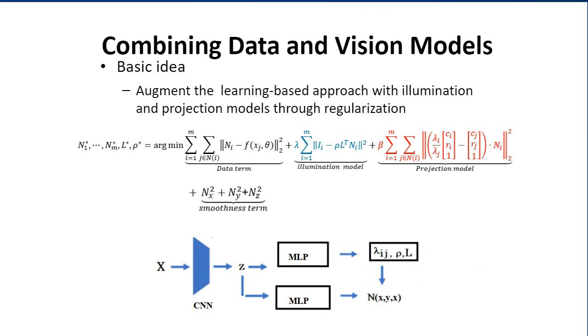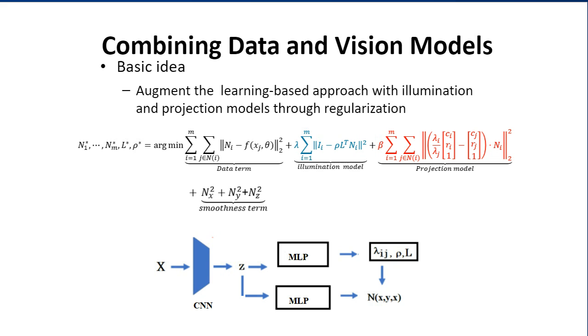So now we can combine the data with the vision models. We have an augmented loss. The first is the data term loss. The second term is the illumination model loss, and the third term is the loss from the projection model. For the illumination model, we need to know rho and capital L, the illumination, and for the projection model, we need to know lambda ij. The last term is just a standard smoothness term.